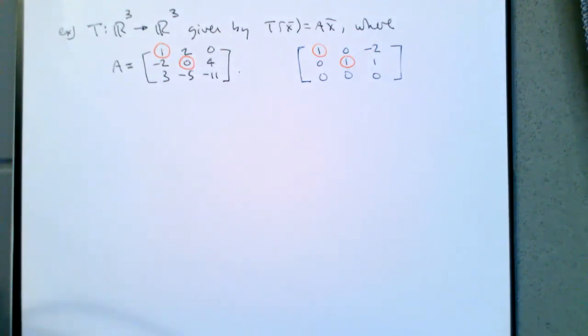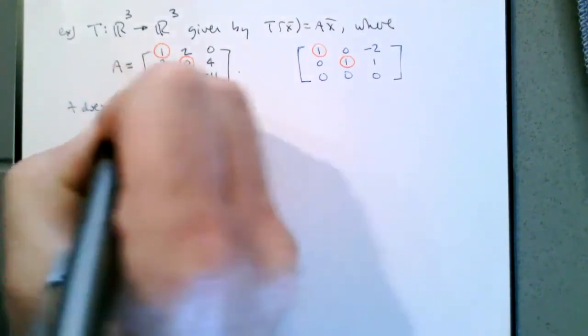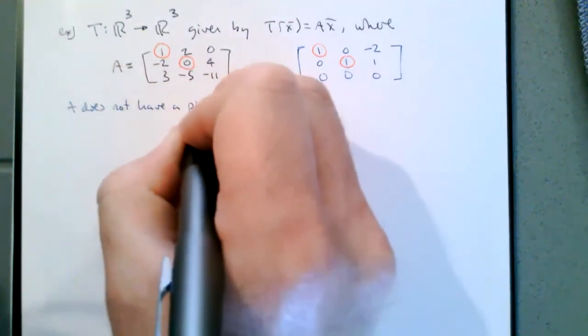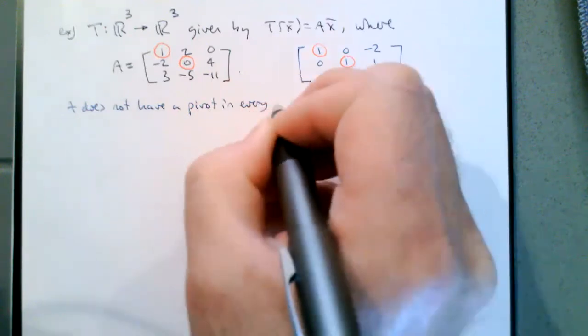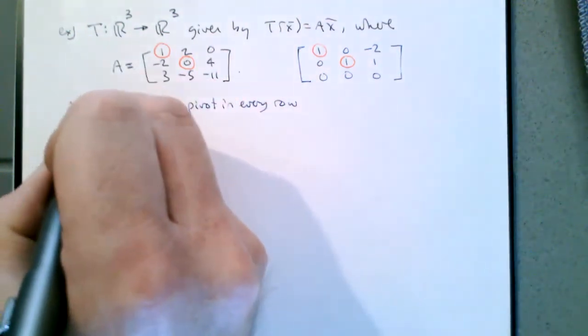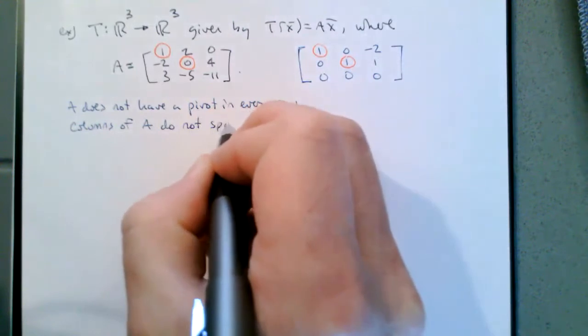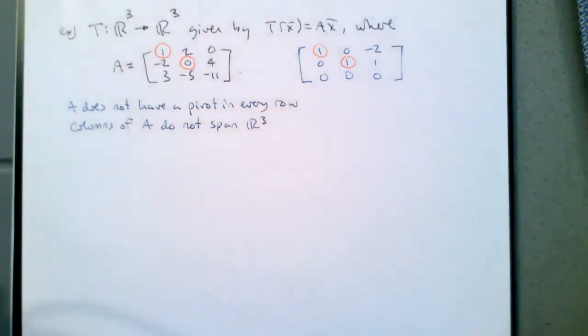So we see a lot of stuff going on here. We want to think about everything, but only write what we need to write. So we see that A does not have a pivot in every row. That means some stuff to us. That means the columns of A do not span R3. The columns of A span a two-dimensional subspace of R3. I'm going to add that little note.